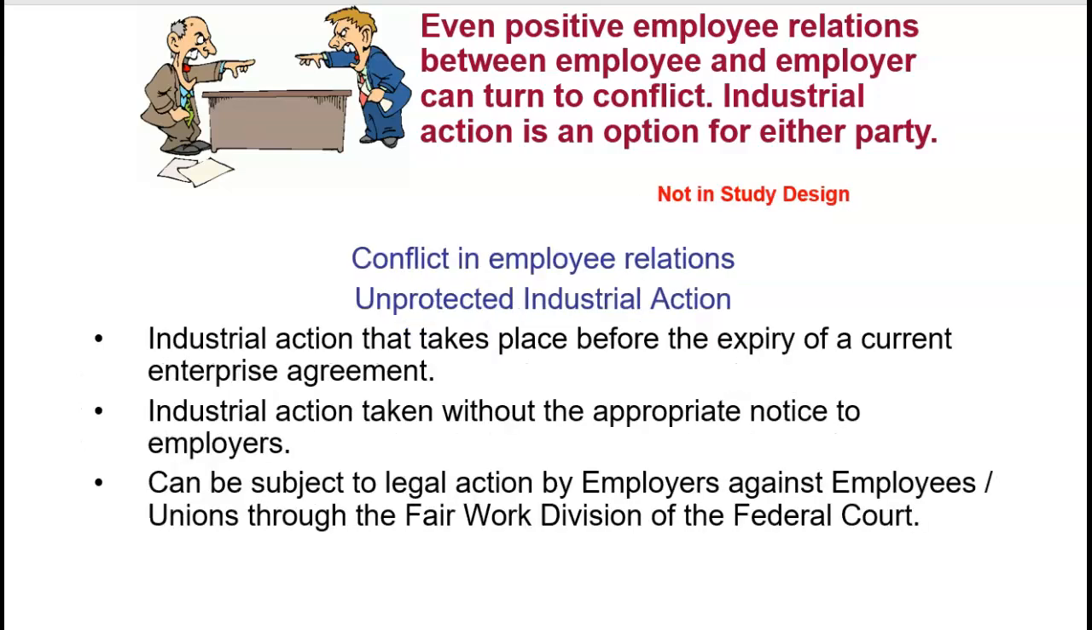So conversely to the protected, there is unprotected industrial action as well. So if industrial action takes place before the expiry of a current enterprise agreement, or industrial action is taken without the appropriate notice to employers, the union or the union on behalf of the employees can be subject to legal action by employers against the employees and the unions through the Fair Work Division of the Federal Court. So it can be a pretty major step if the unions don't get their strike action timing correct.